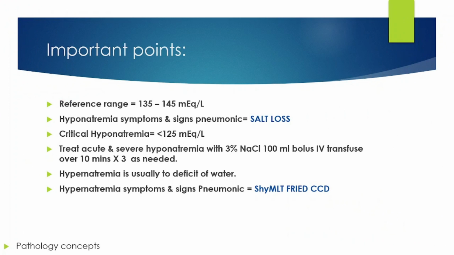The important points to remember from this video are: the reference range of serum sodium is 135 to 145 millimole per liter. The hyponatremia symptoms and signs mnemonic is SALT LOSS. Critical hyponatremia is when serum sodium drops below 125 millimole per liter. Treat acute and severe hyponatremia with 3% NaCl, 100 ml bolus IV infused over 10 minutes, times 3 as needed. Hypernatremia is usually due to a deficit of water. The hypernatremia symptoms and signs mnemonic is SHY MLT FRIED CCD.